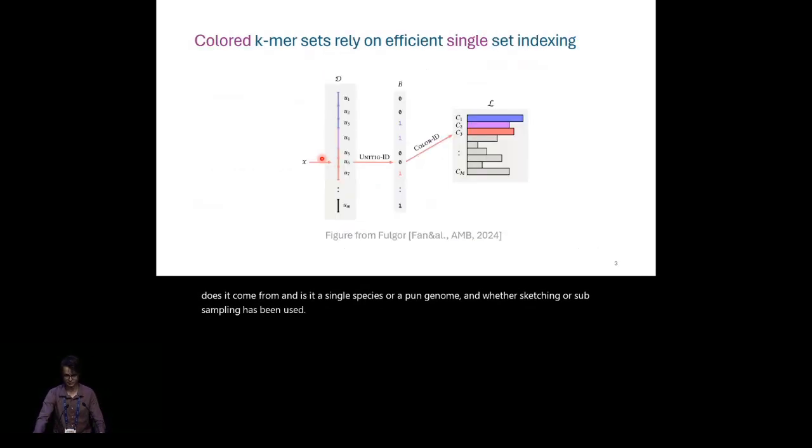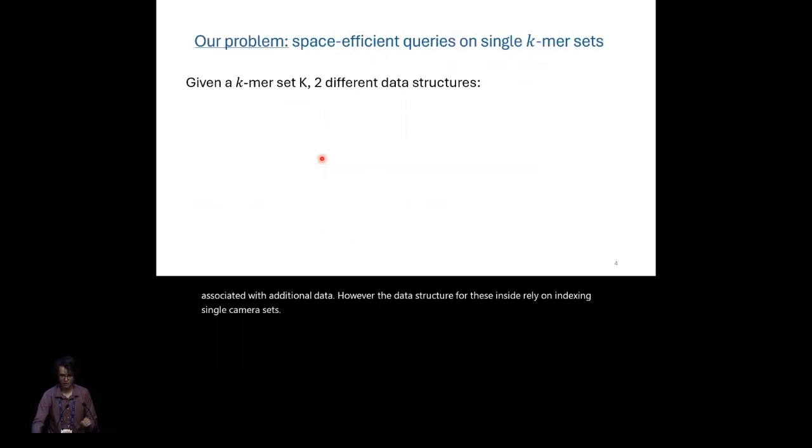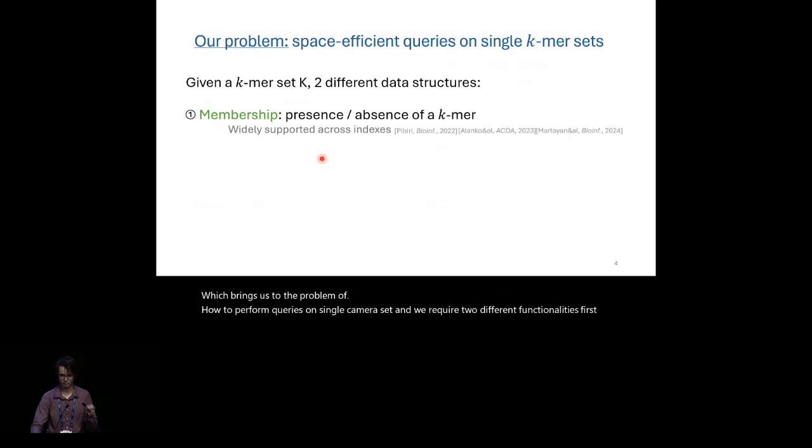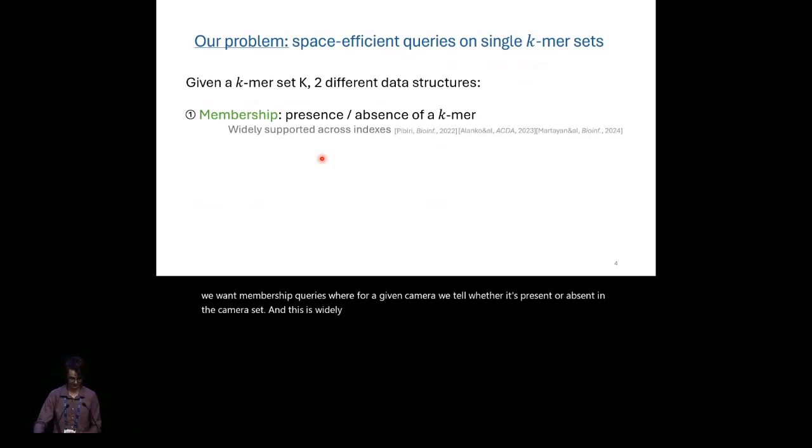And in all these applications, so-called colored k-mer sets are used, where k-mers are associated with additional data. However, the data structures for these rely on indexing single k-mer sets. Which brings us to the problem of how to perform queries on single k-mer sets, and we require two different functionalities. First, we want membership queries, where for a given k-mer, we tell whether it's present or absent in the k-mer set, and this is widely supported across existing indexes.